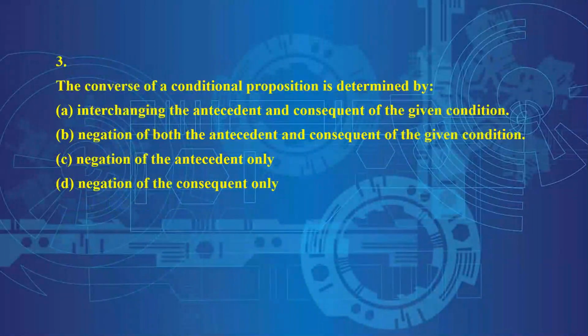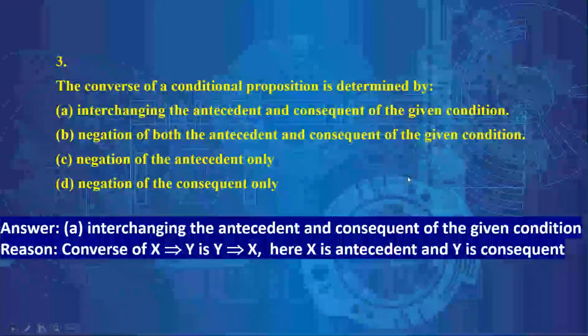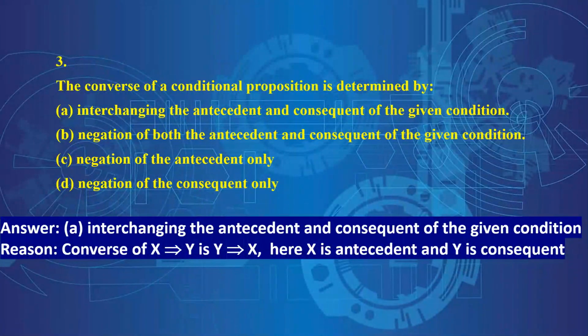The converse of a conditional proposition is determined by: option A, interchanging the antecedent and consequent of the given condition; option B, negation of both the antecedent and consequent of a given condition; option C, negation of antecedent only; option D, negation of consequent only. So the answer is option A, interchanging the antecedent and consequent of the given condition. Reason: converse of X implies Y is Y implies X, where X is the antecedent and Y is the consequent.